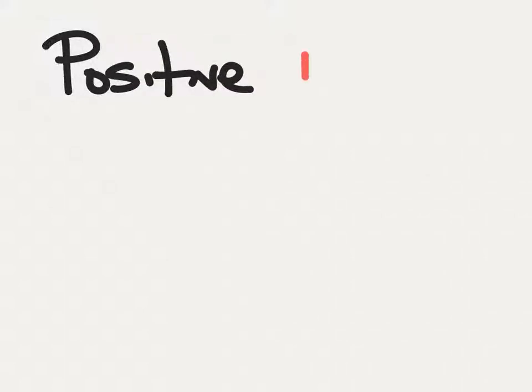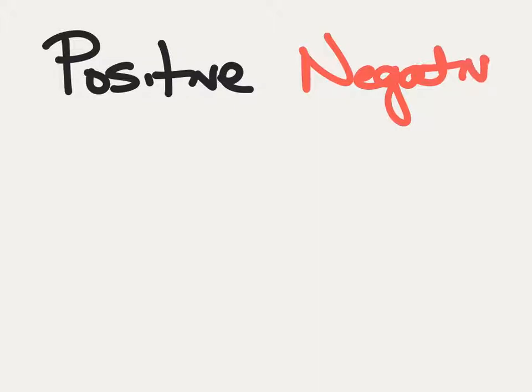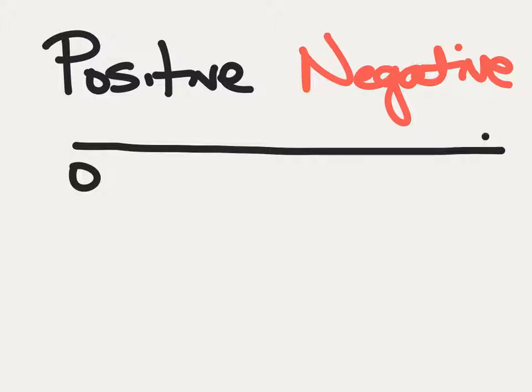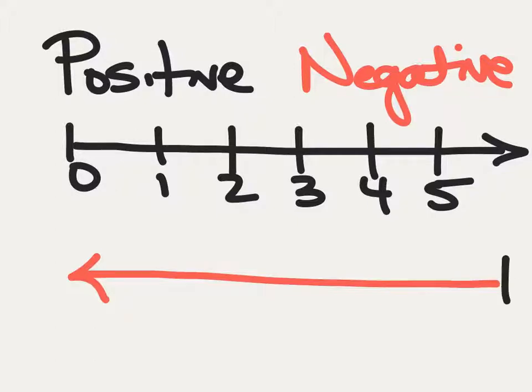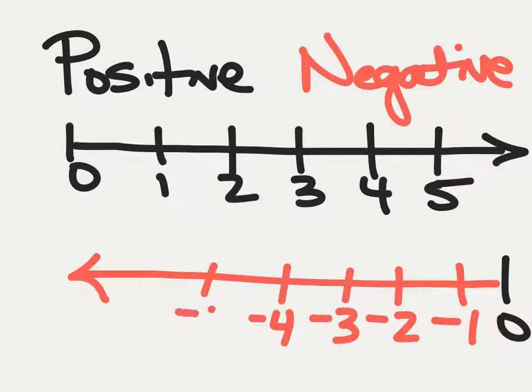Another example of opposites would be when we have a conversation about positive and negative. We know, for example, that positive numbers are to the right of 0 on the number line, and they assign values that are greater than 0, while negative numbers are to the left of 0, the opposite direction, and that negative numbers assign values that are less than 0.